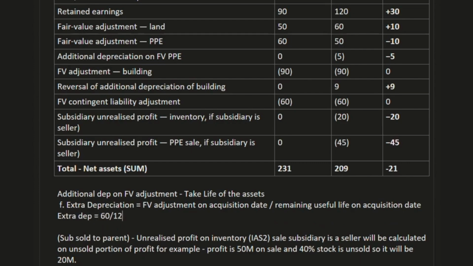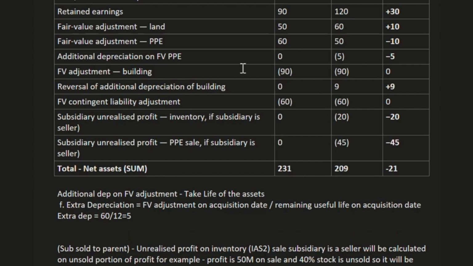60 divided by 12 equals 5 per year. So 5 per year depreciation, additional depreciation. So 5 per year additional depreciation. Now, fair value adjustment on building.